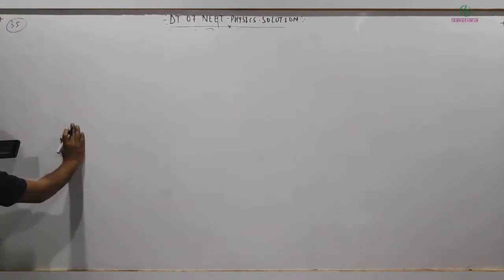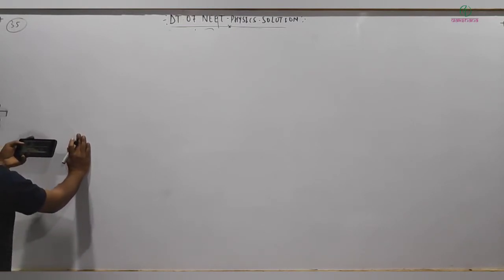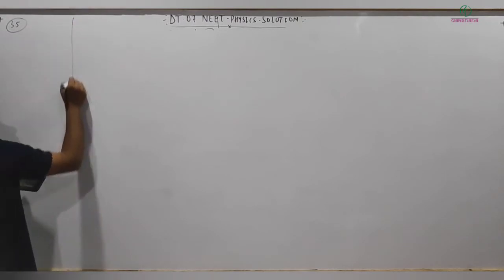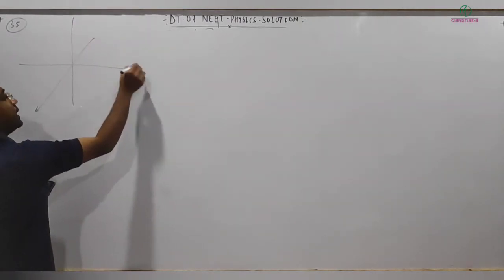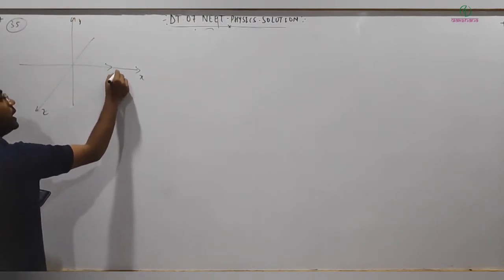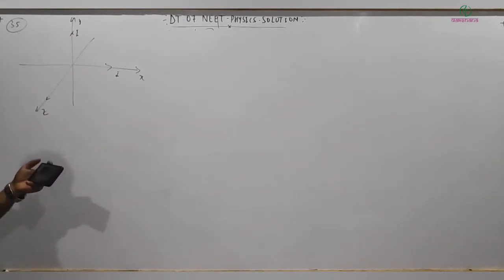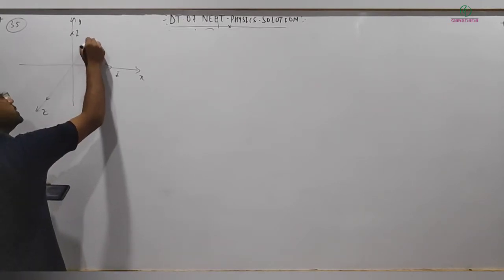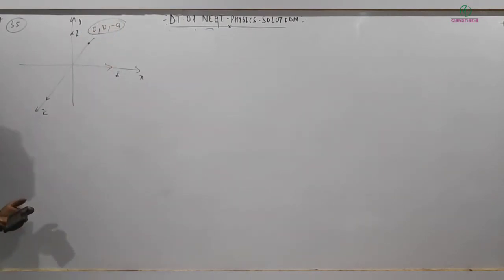It's saying the same current I is flowing in 3 infinitely long wires along the positive X, Y, and Z directions. So this is the condition for X, Y, and Z, with current I flowing in this direction. We need the magnetic field at the point 0 comma 0 comma minus a. So this is the point (0, 0, -a), and here we need to find the magnetic field.